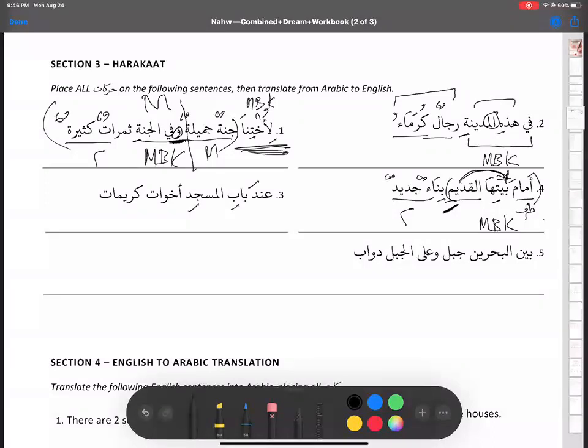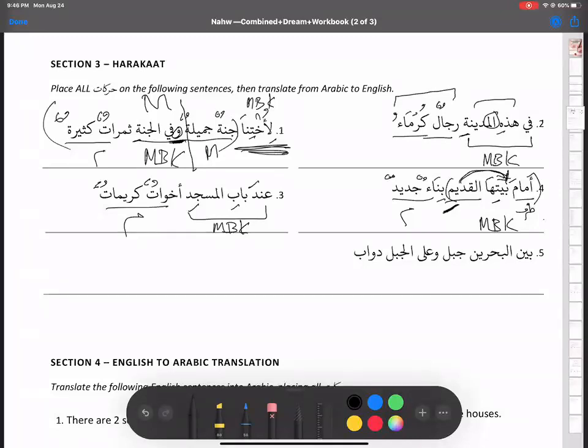Akhawatun karimatun. Okay. So now how are we going to label that? In the Babul Masjid is MBK, and this is Mubtada. What is the meaning of the whole sentence? In the Babul Masjidi, like close to the door of the Masjid, there are noble sisters, maybe living or standing, or whatever, it doesn't say. So there are noble sisters close to the door of the Masjid.